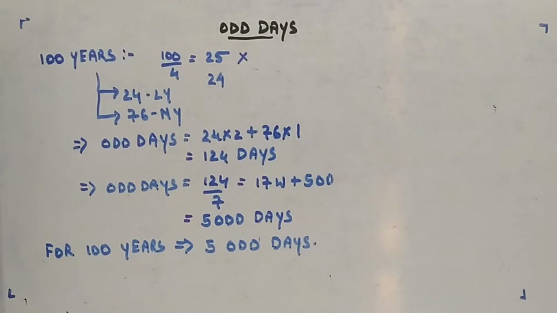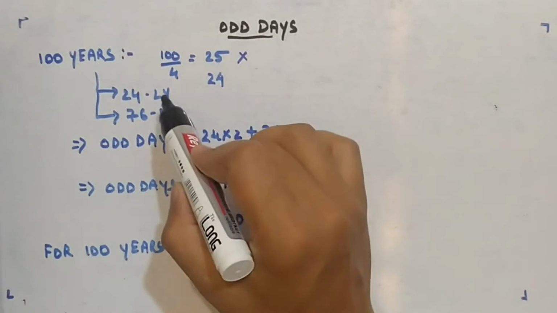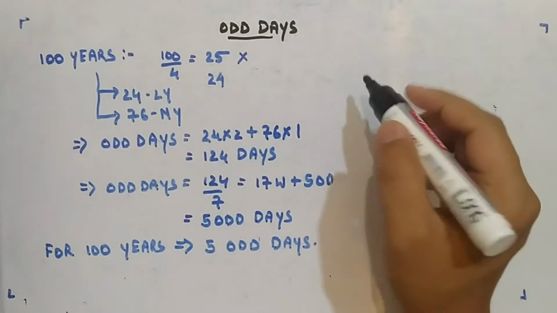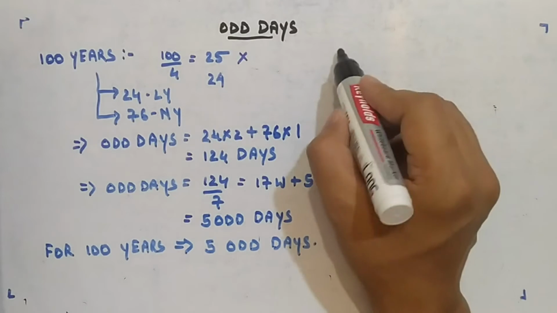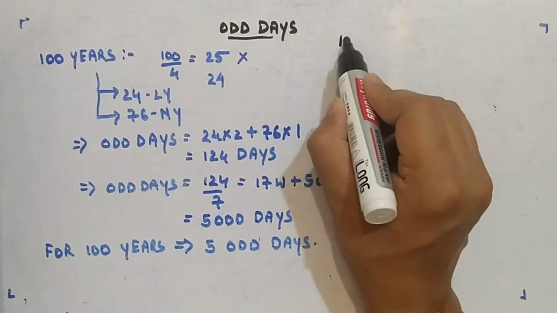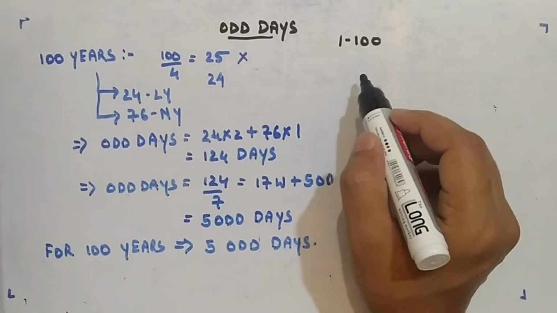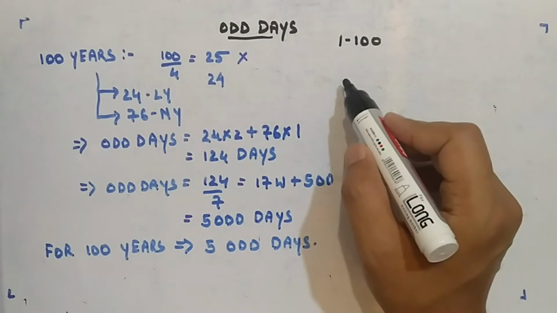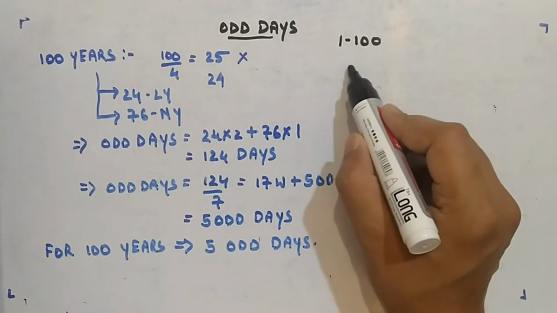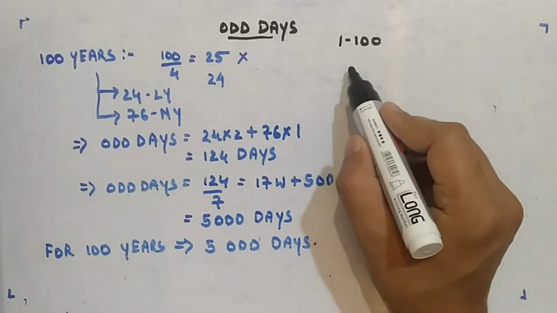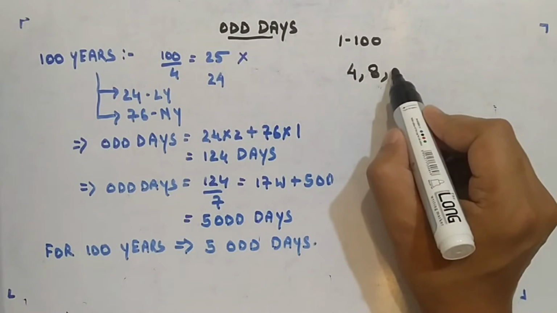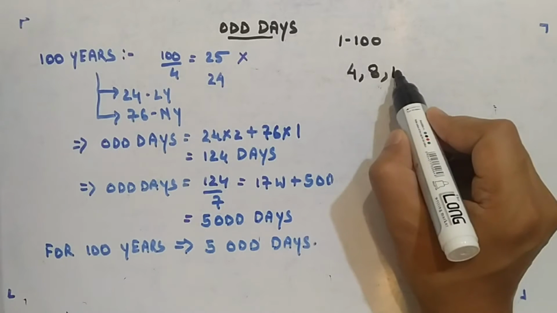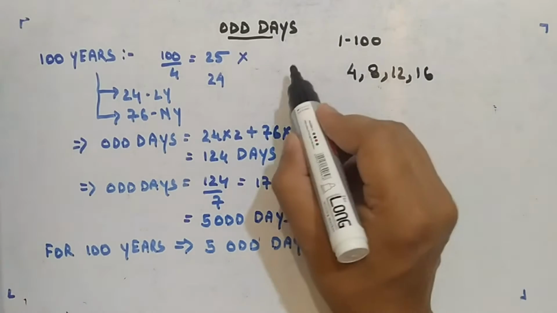So here you can see you have 24 leap years and 76 normal years. So what are those years? Just to give you a pictorial representation, I am giving you. So 1 to 100 you are going. So every fourth one will be the leap year, right? Because the divisibility is divided by 4. So 4, 8, 12, 16. These are leap years.